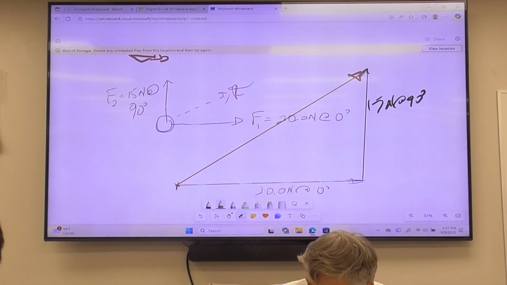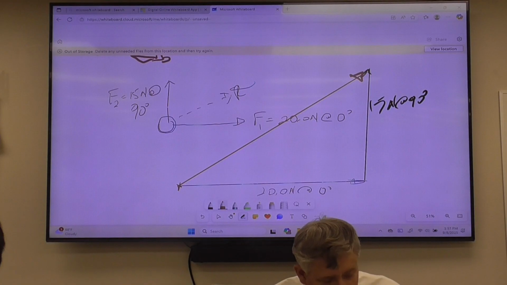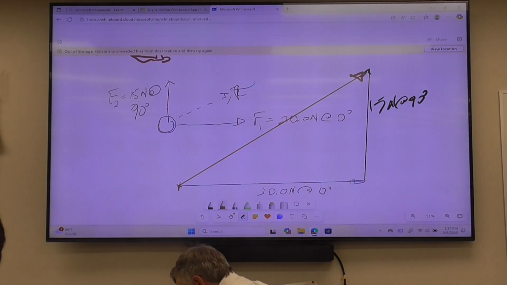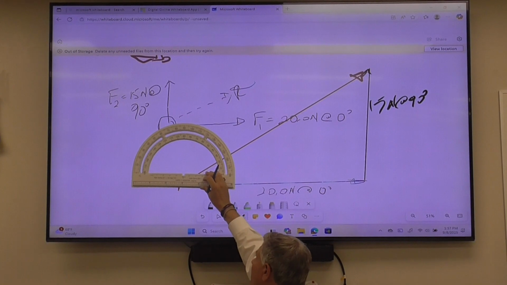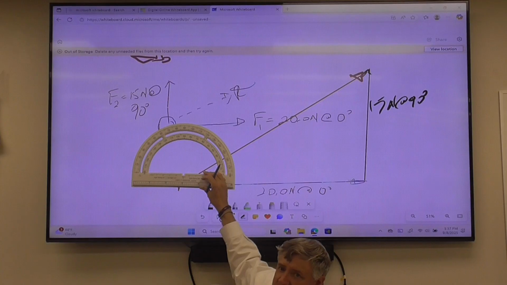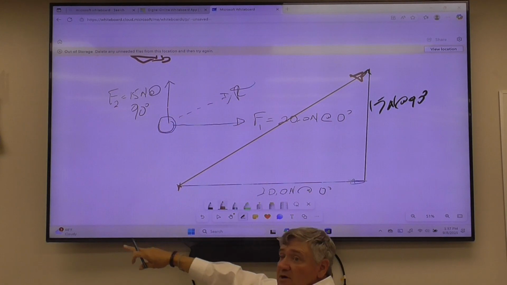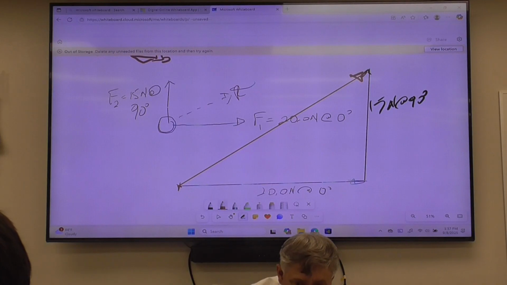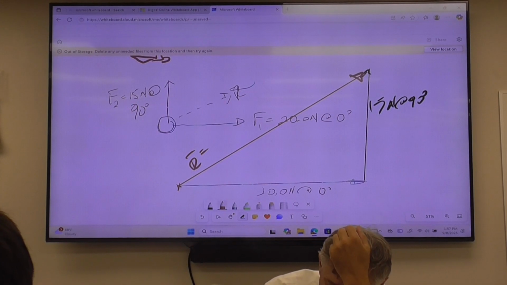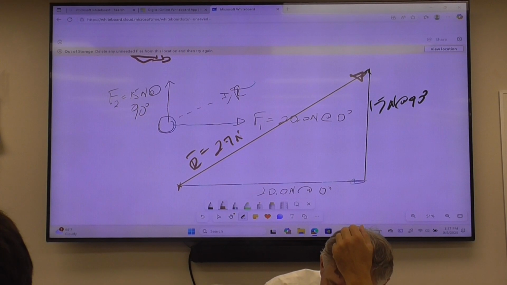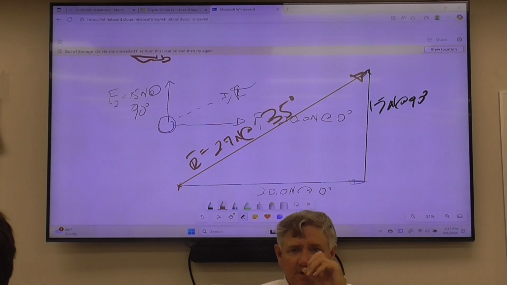So this is why you have to have a protractor and ruler. Yes, eventually we will deal with trig functions. We're not there yet. We'll get there. So you're going to take your protractor and you're going to measure that angle. Okay, 18 degrees, whatever that is. Then you're going to take your ruler and you're going to measure the length of that line. So you might say, okay, hey, my resultant is 27 newtons at 35 degrees, whatever that is.